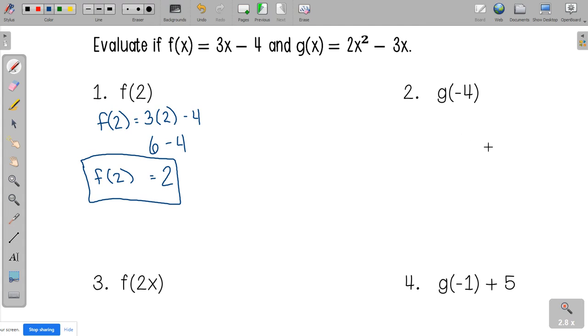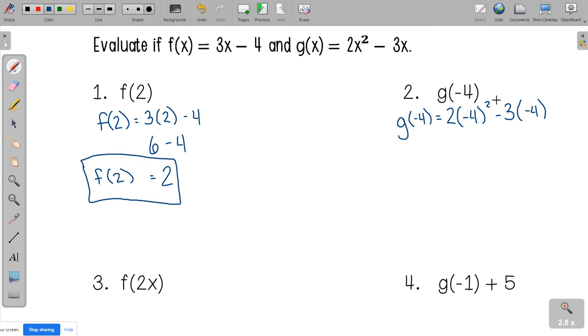Number 2, we are using the g function because it says g of negative 4. So we're going to use the second one. So we have g of negative 4 is equal to 2 times x squared, but x is negative 4, squared, minus 3 times x, which is negative 4. Every time we saw an x, we substituted a negative 4. Now we need to simplify.